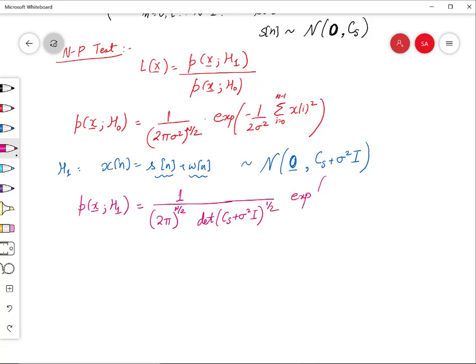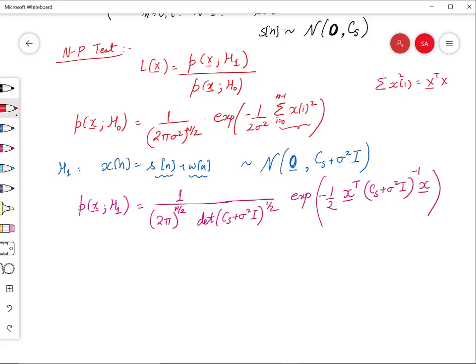This is how we write it for the Gaussian case with the correlated samples. Then it is minus half x transpose, x now I'm taking as a vector, x transpose times Cs plus sigma square I inverse x. Alright, so this is my likelihood under hypothesis H1. This one here I can also write in vector form. So I can write summation xi square as x transpose x.